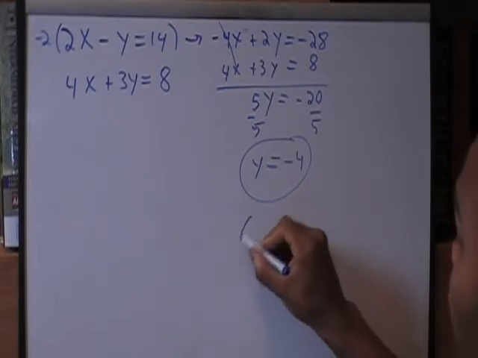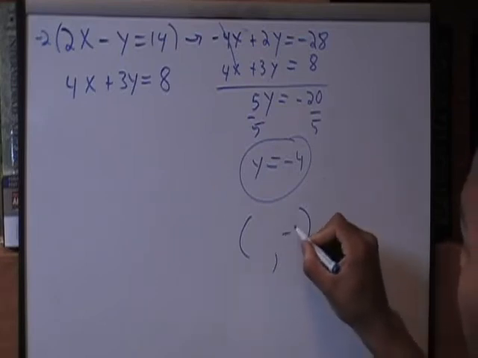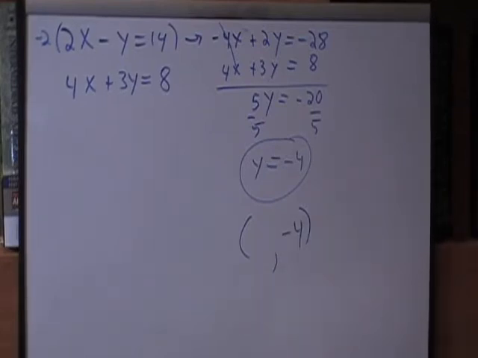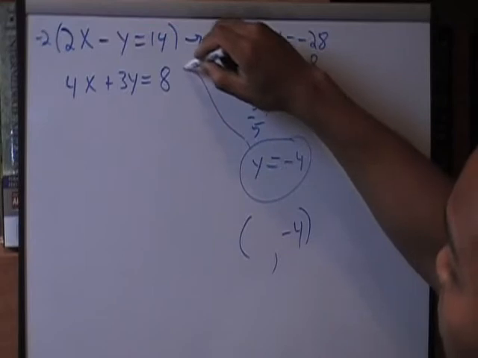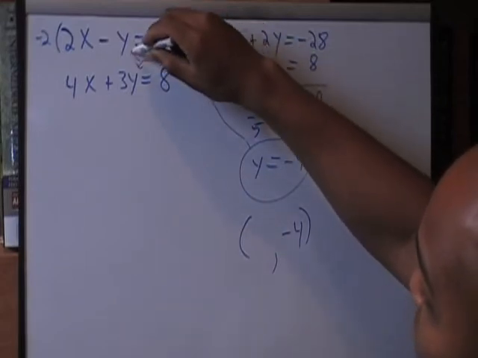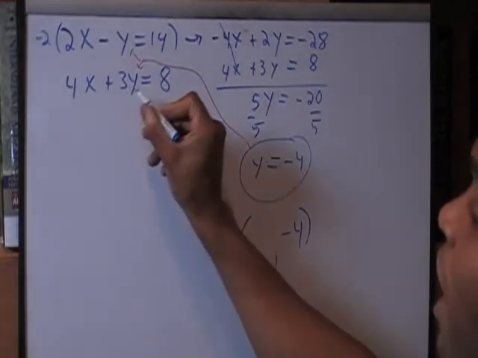And of course, my answer is going to be an ordered pair, right? The solution to a system of linear equations is the ordered pair that satisfies both equations. So we know the y component. We need to find x now. So if I were to back substitute this y equals -4 into either equation, it doesn't matter which equation I use, that will give me my value for x. We're going to solve for x. So let's use the bottom equation.